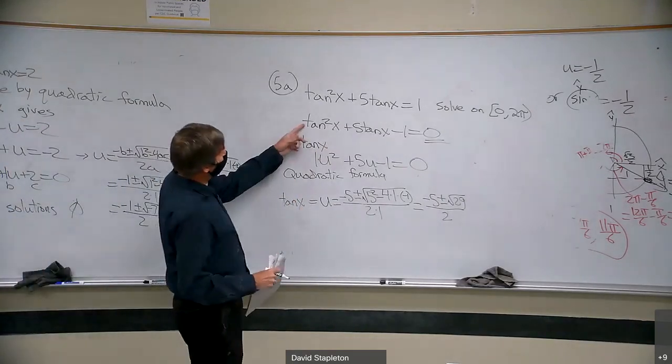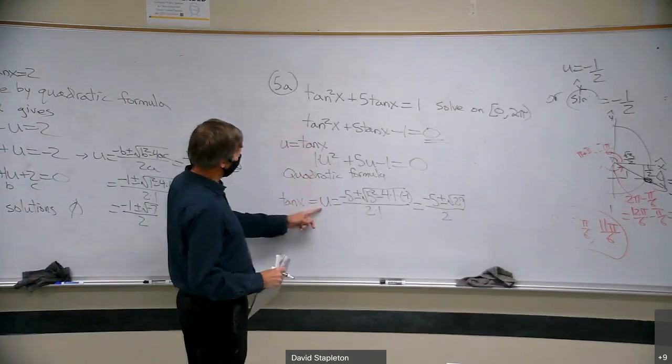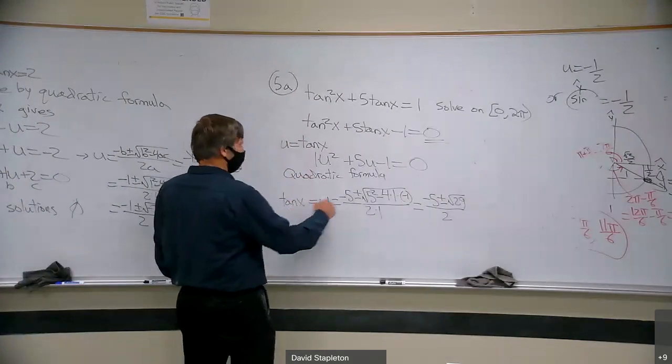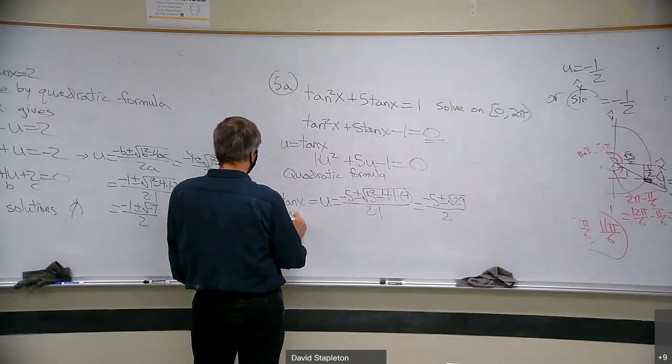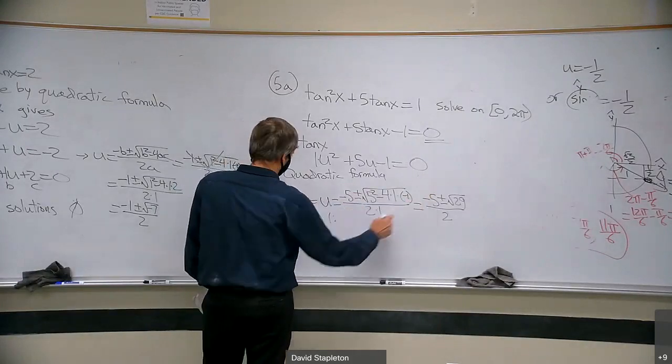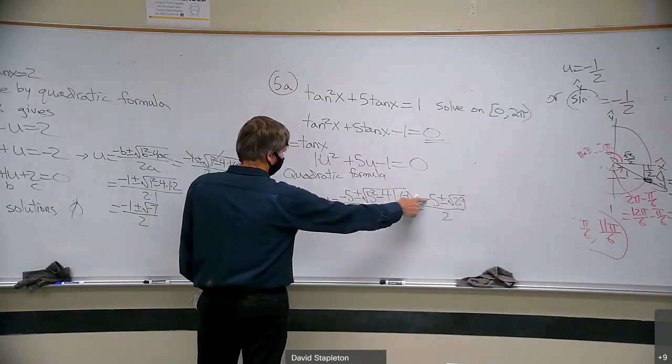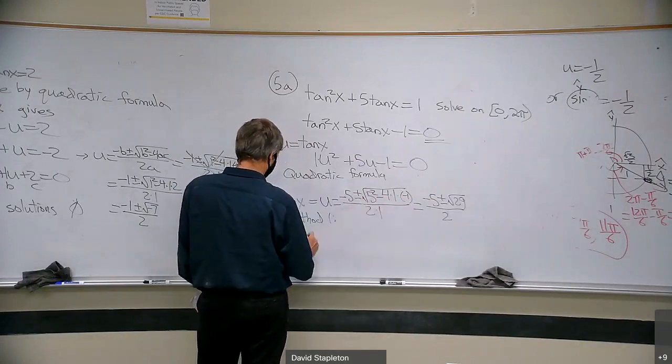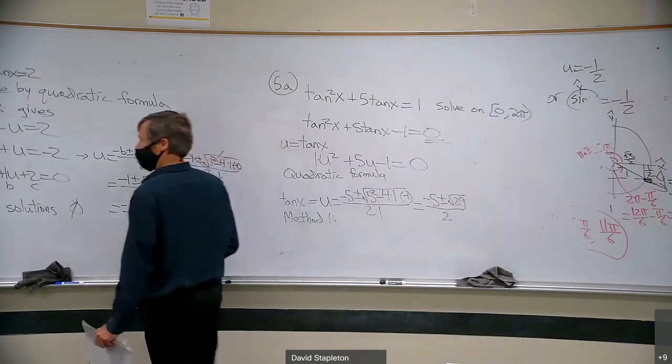So put u equal to trig function, solved by the quadratic formula. Now you can go to method 1 because it's trig function equal to number. There's actually 2 of these equations, right? One for the plus sign and one for the minus, because I get tangent x equals one number, tangent x equals another number. So what I'm solving here is, I better put it on the next board.